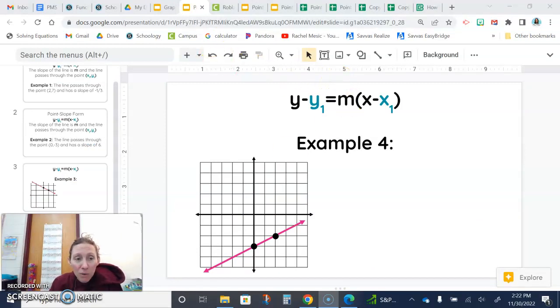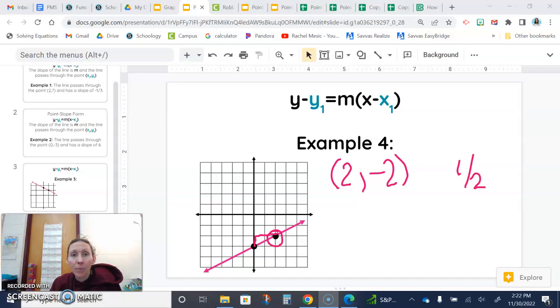Okay, so for this one here, I'm going to use this point right here. All right, so the coordinates of that point are (2, -2). And then our slope, I have to start at the point on the left, and we go up or down first. So I'm going to go up 1 over 2. So the slope is 1/2.